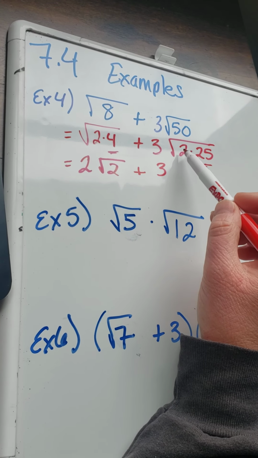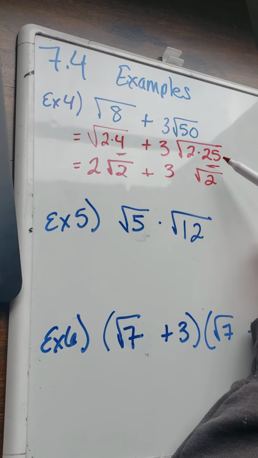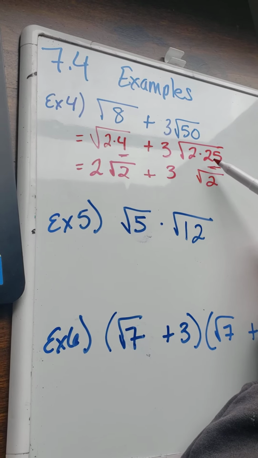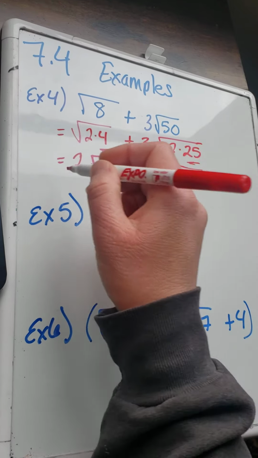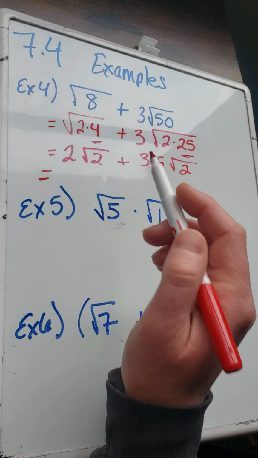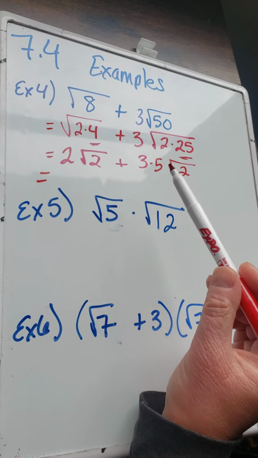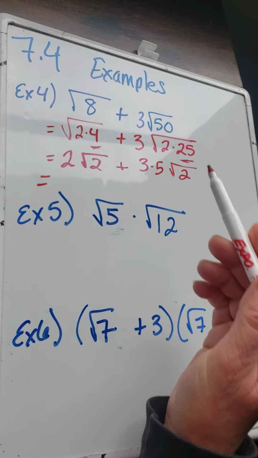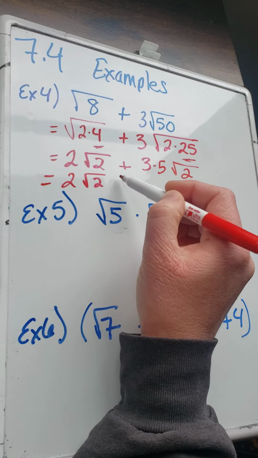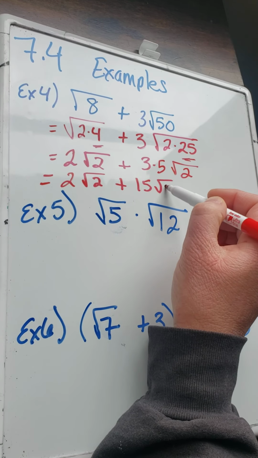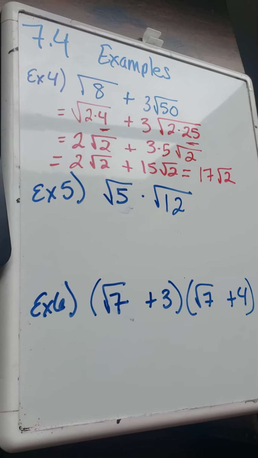Plus 3 times this 2 is going to stay in the square root because you can't take the square root of 2 and get a whole number. But the square root of 25 is a perfect square, so we can get a 5 that comes out front. Okay, so that gives us 2 times the square root of 2 plus 3 times 5 times the square root of 2, and now they are like terms, right? The square root of 2 and the square root of 2 are the same. So we have 2 plus the 3 times 5, I'll write it out, is 15. And so that leaves us with 17 square root of 2 for that one.